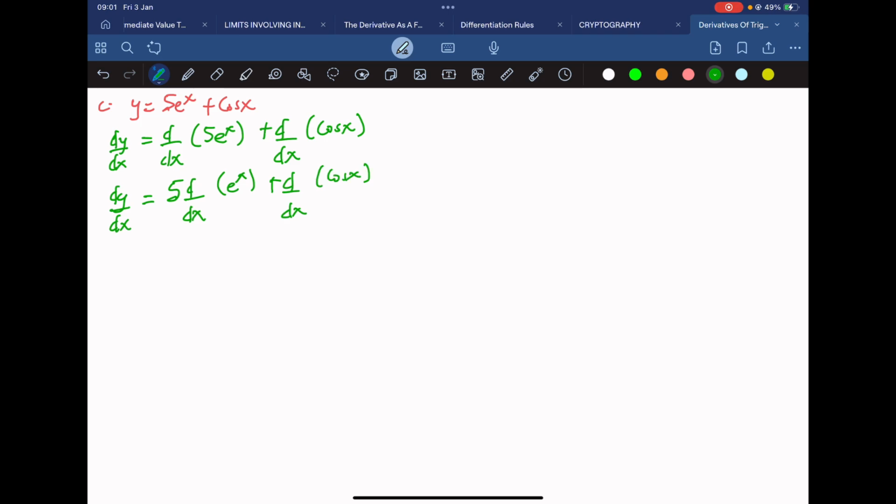So we have dy dx is equal to 5. And as we know, if we differentiate e to the x, we get the same thing. Then plus, if we differentiate cosine of x, remember you have minus sine of x. When plus and minus always meet, we have negative, so this simplifies to 5e to the x minus sine x. I hope this is clear. Let's look at the fourth question.